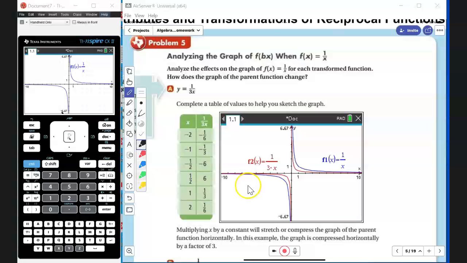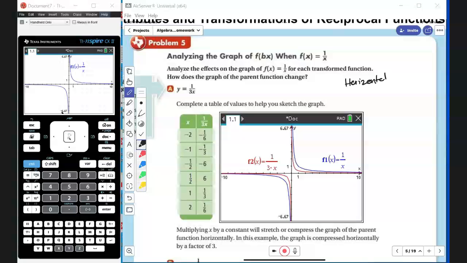This is example 5, and I recommend that while you're doing this video, to have a calculator. You can even use Desmos so you can see how the effects happen. Okay, so make sure that you're following along with your calculator. Analyze the effects of the graph of 1 over x for each transform function. How does the graph of the parent function change? The other example, the number was in the numerator. That affects the vertical. The number in the denominator, you just got to remember that's going to affect the horizontal.